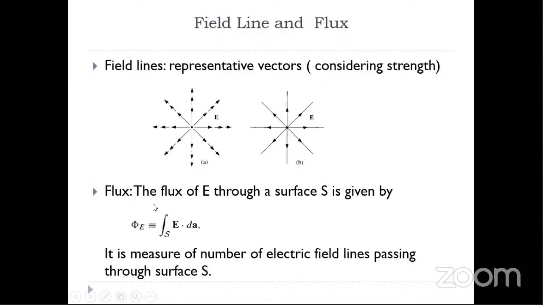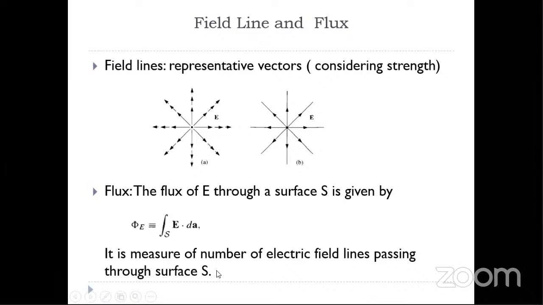What is flux then? How do we typically define this word? The flux of electric field through a surface. So we should consider a certain surface and how much flux is passing through it. What does it measure? Flux measures the number of electric field lines passing through the surface S.